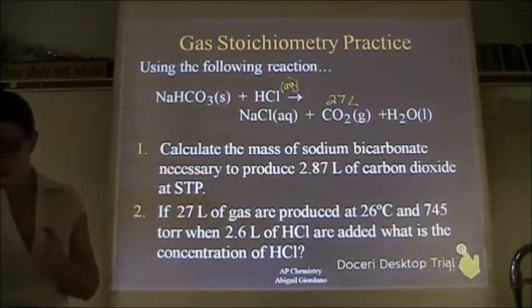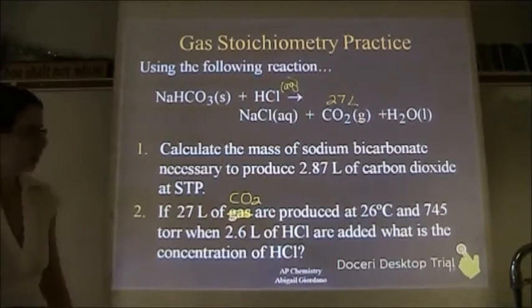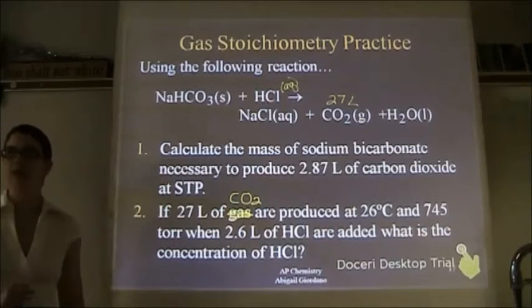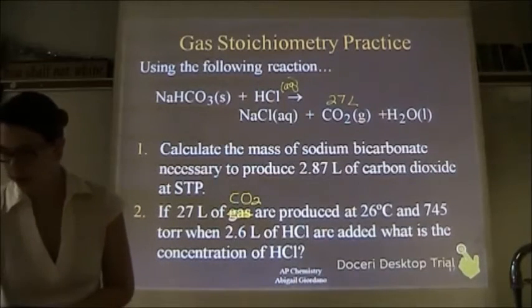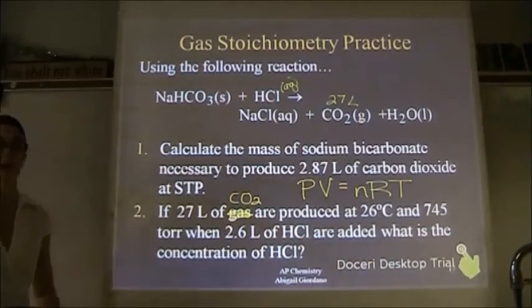So let's make this more specific. 27 liters of CO2 are produced at 26 degrees, 745 torr. Stop there. Are we at STP? No. If you're not at STP, what must you use at some point? Ideal gas law. So I'm just going to write that down because I know I'm going to need it at some point.